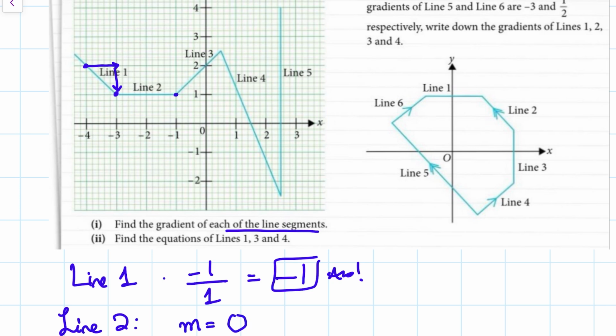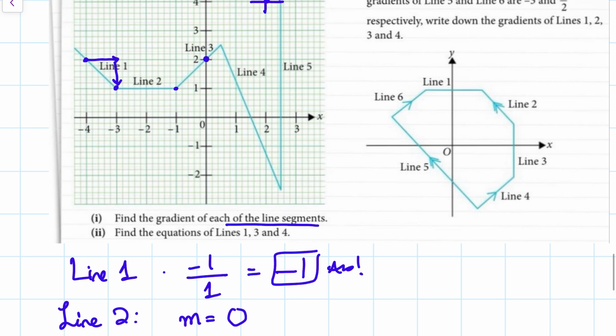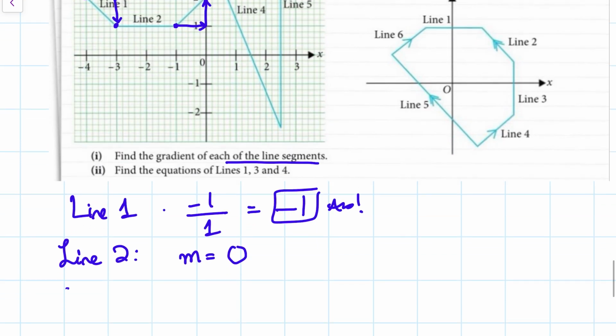Line 3. Let's take this point and this point. You can take any points on a line, right? So I'm taking the grid points. Grid point means the points where these two grids meet. 1 unit run, 1 unit rise. So 1 upon 1.